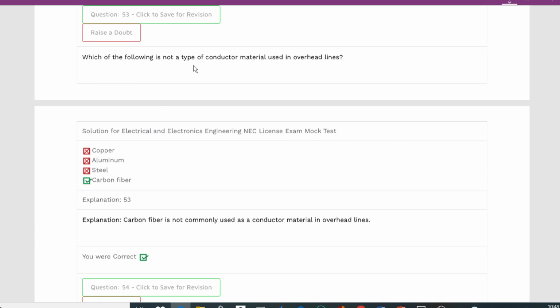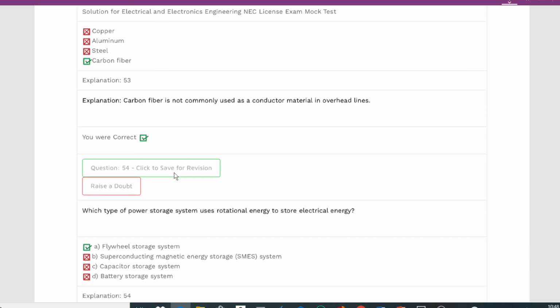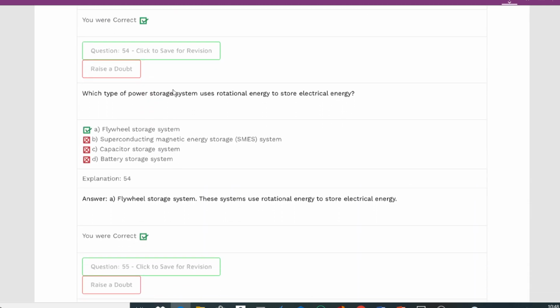Now which of the following is not a type of conductor material used in overhead lines? So here copper, aluminum, steel and carbon fiber. So here carbon fiber is not a type of conductor used in overhead lines. Now which type of power storage system uses rotational energy to store electrical energy? So here the flywheel storage system is the correct option.